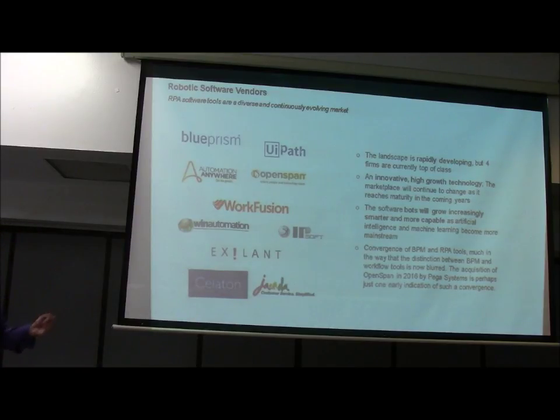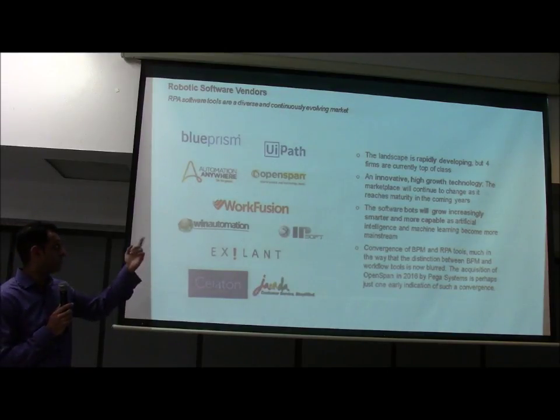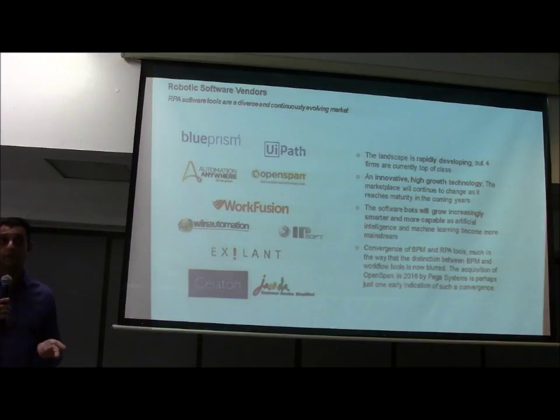These are all standalone vendors. I don't see a lot of these vendors going to be here in the next 3 to 4 years. OpenSpan, for example, was bought by a company called Pega. I don't know if you're familiar with Pega. It's basically a VPN provider. And I've mentioned earlier that I look at robotics as just an extension of VPN. OpenSpan was bought by Pega in 2016.